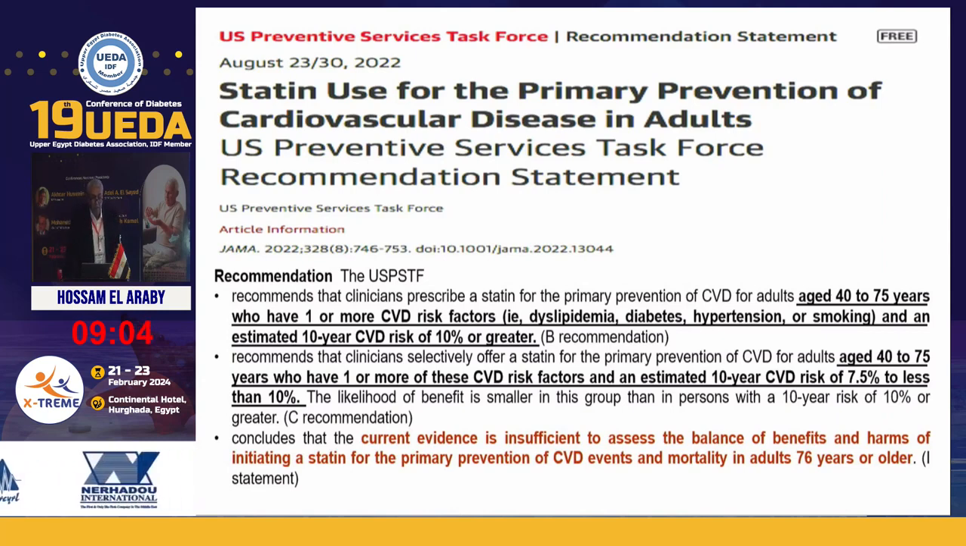This is from the U.S. Preventive Services Task Force about statin use for primary prevention of cardiovascular disease in adults. They recommended that adults aged 40 to 75 years who have one or more cardiovascular risk factors, like dyslipidemia, diabetes, hypertension, or smoking, and an estimated 10-year cardiovascular risk of 10% or more, should take statins, and this is a B recommendation. For those with estimated risk from 7.5 to less than 10%, it is also recommended, with a C recommendation, just a change in the level of recommendation.